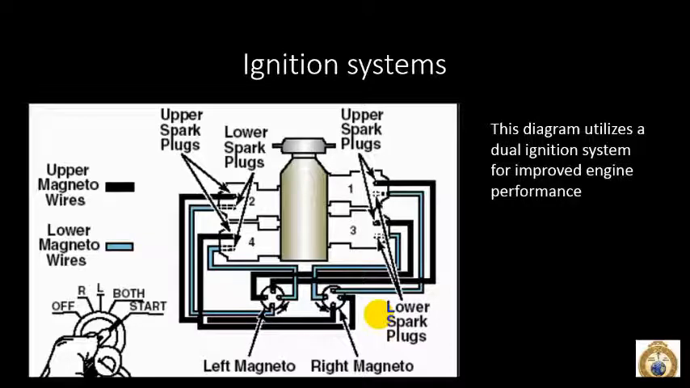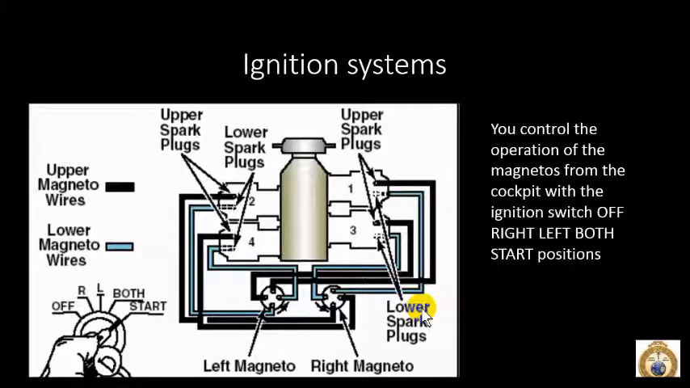It's a weird way to put it, but we'll stay with that for right now because I don't want you to get too lost. Now this diagram shows a dual ignition system. Like I said, there are two sets of wires coming from the magnetos going to each cylinder, and there are two spark plugs, for improved engine performance.